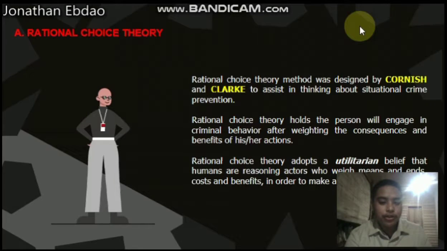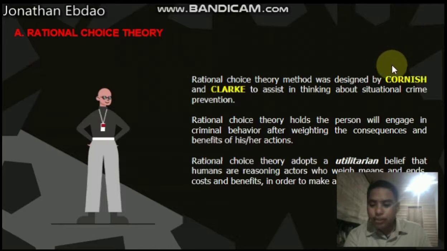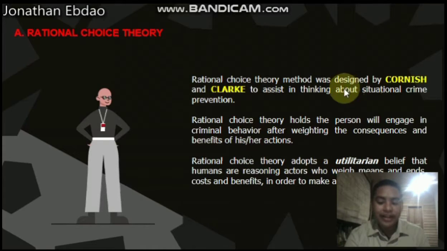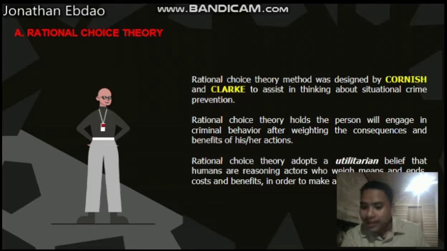Rational choice theory. The rational choice theory method was designed by Cornish and Clarke to assist in thinking about situational crime prevention. Rational choice theory holds that a person will engage in criminal behavior after weighing the consequences and benefits of his or her actions, because rational choice adopts a utilitarian belief that humans are reasoning actors who weigh means and ends, costs and benefits, in order to make a rational choice, because we are rational beings that can determine right from wrong.